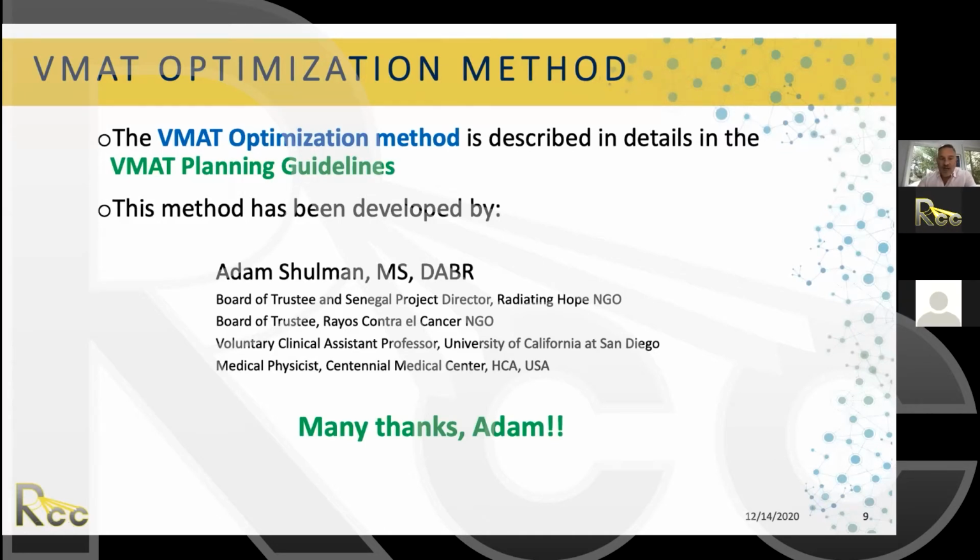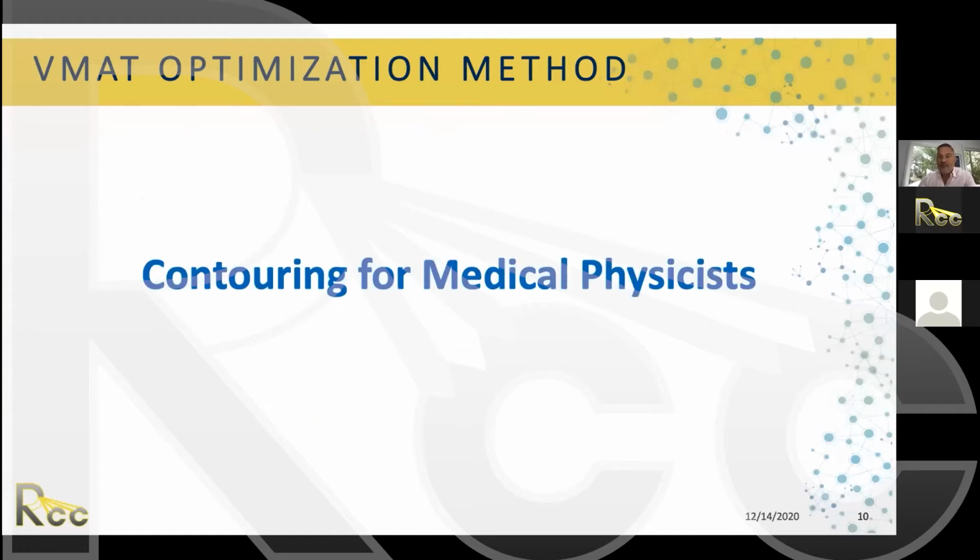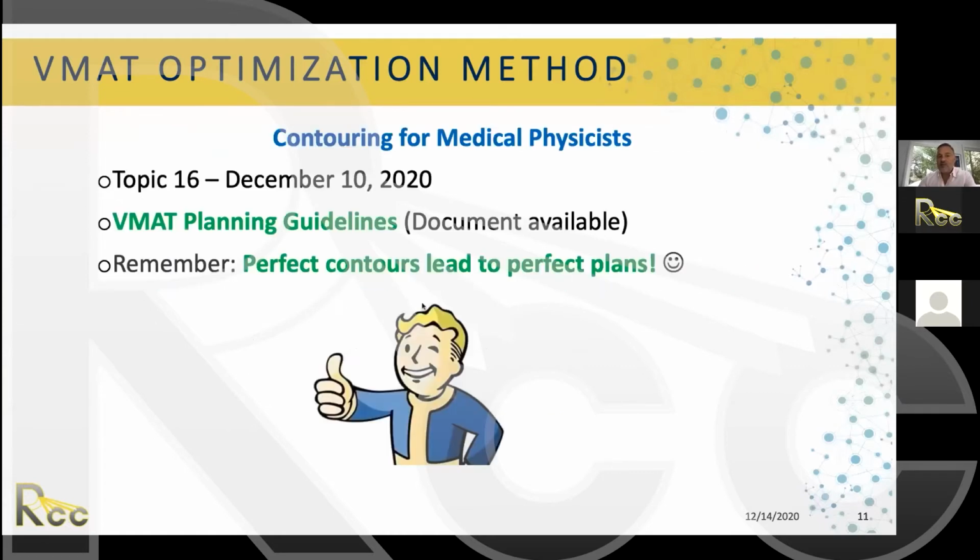So because of that, the first thing that I put here, and I want to say, is that contouring is very important. We're not going to go through that because we discussed it a lot in the topic last week, on December 10. Everything is within these guidelines, a document that was made available to you. And just a reminder, this is how we finished the last topic: perfect contours lead to a perfect plan. So we're going to focus on the VMAT optimization method, but remember that everything starts with good contours.